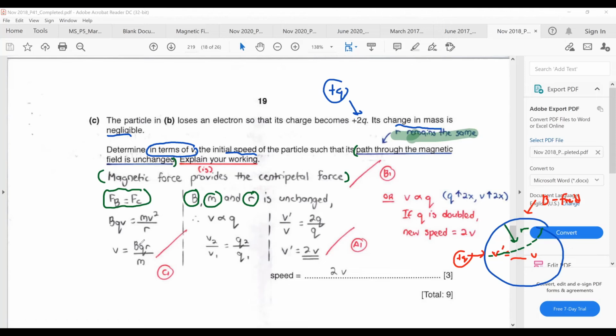So if B is constant, M is constant, R is constant, that means V is proportional to Q. So V2 over V1 equals Q2 over Q1. V2 is your V prime, V1 is the original V, Q2 is 2Q, Q1 is the original Q. So eventually you get your V prime as 2V. Okay, so this part is fine. This one you have to use ratio.